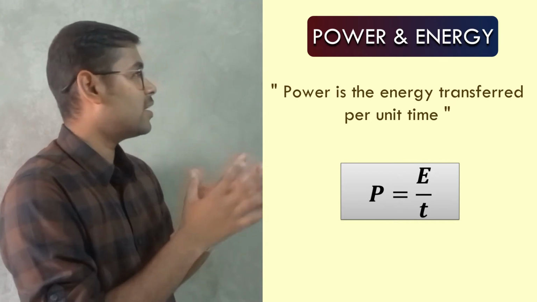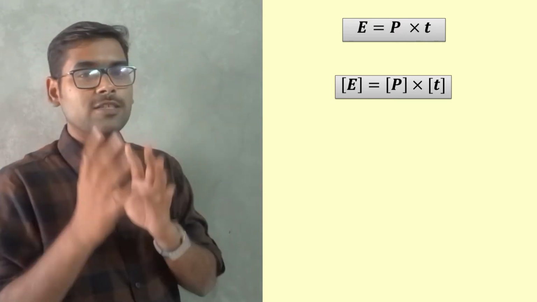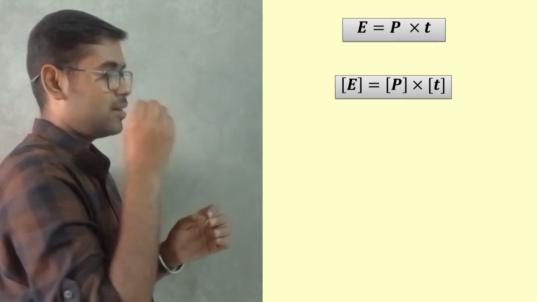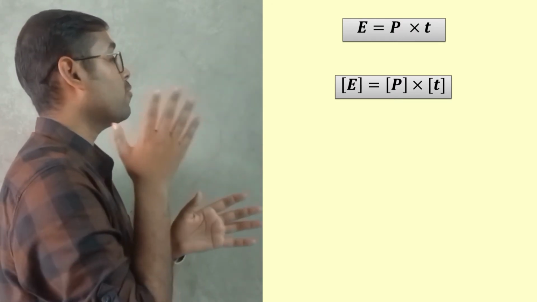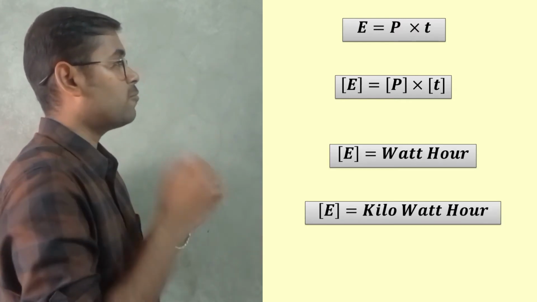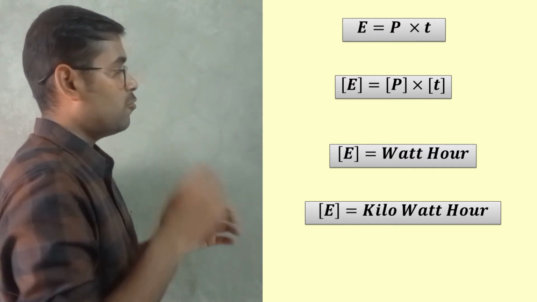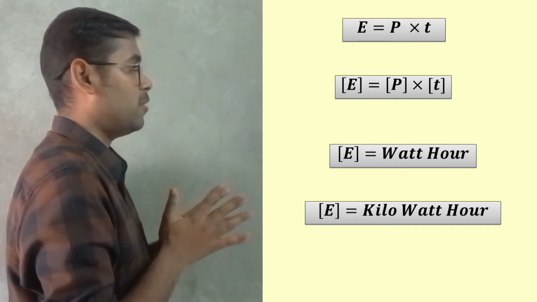And from this relation I can write energy E is equal to P into T, that is energy transferred is equal to power into time. Guys, from this definition of energy you can get a new unit for energy, that is unit of energy is equal to unit of power into unit of time. Unit of power is watt and unit of time is hour. So unit of energy will be watt hour. Now if we add kilo to this unit, you will get a bigger unit known as kilowatt hour.